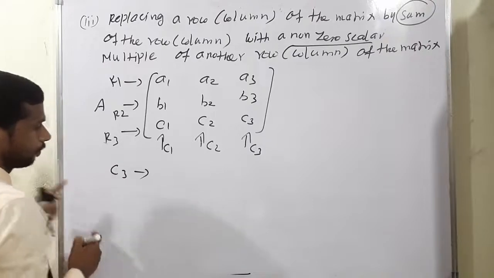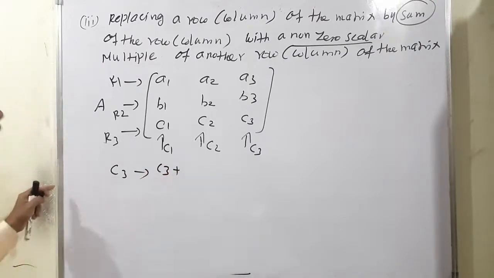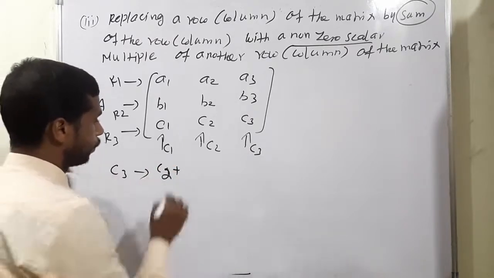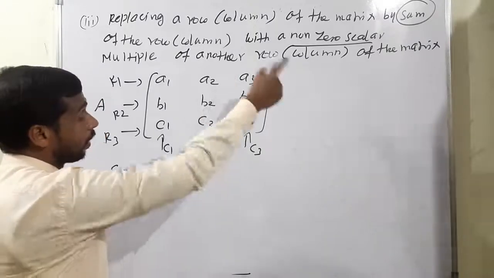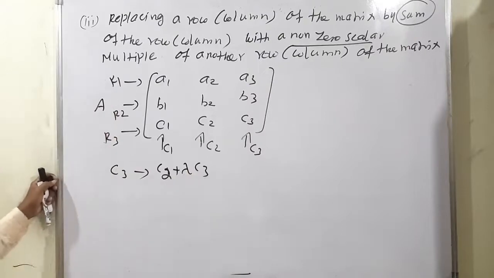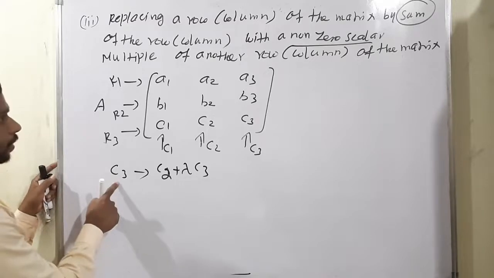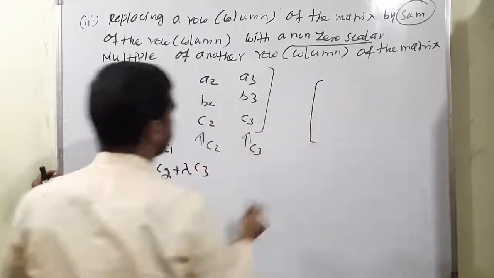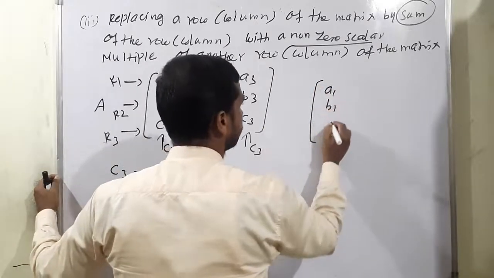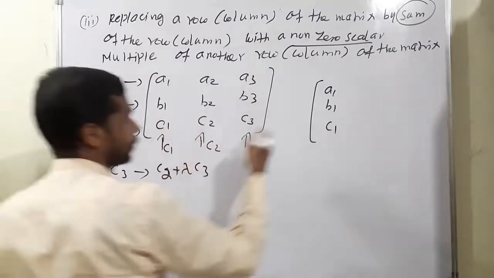So C3, you have to take it as C2 plus a non-zero scalar lambda into C3. What will happen? C2 plus lambda into C3 means, look at there, first C1, C2 as it is. So C1, what is the value? A1, B1, C1, then C2 also as it is, A2, B2, C2.